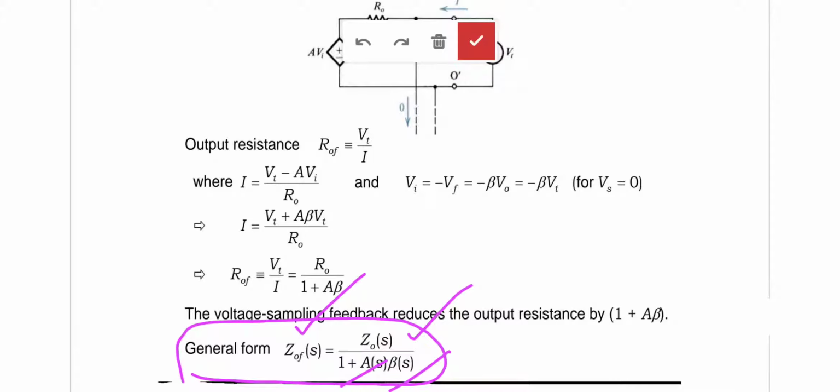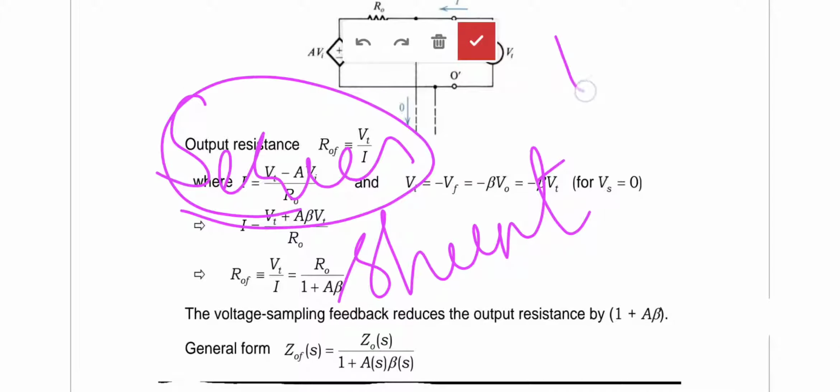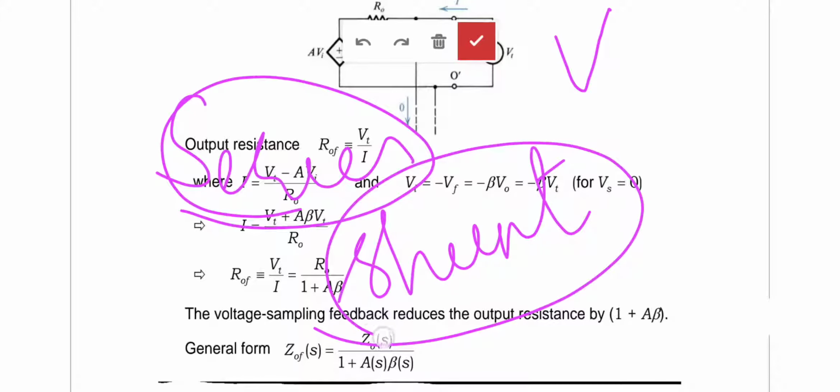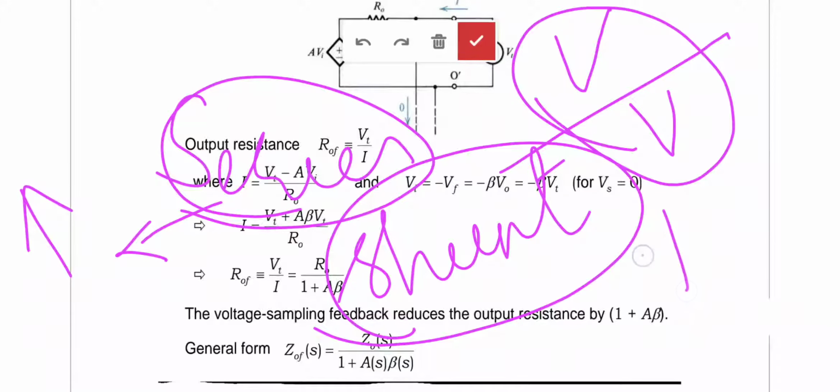So this much about the series-shunt topology, its gain, input resistance and output resistance. The name indicates series-shunt. That means the input is series mixing, so the input is voltage. The output is shunt sampling, that means the output is voltage. So the amplifier configuration is a voltage amplifier. Series means input resistance will increase, shunt means output resistance will decrease.